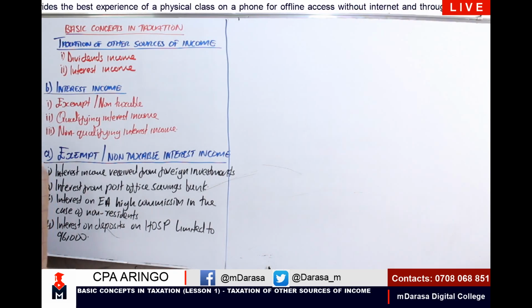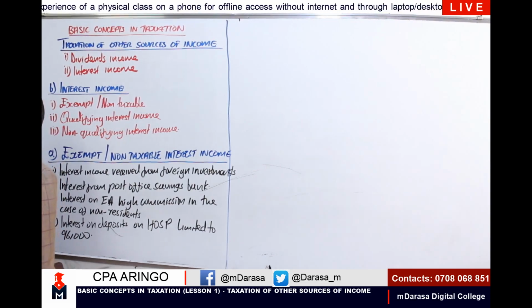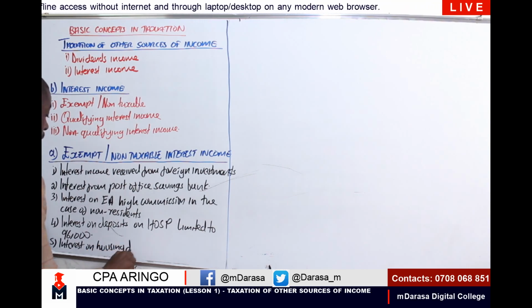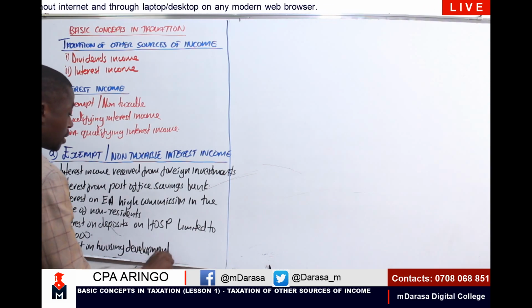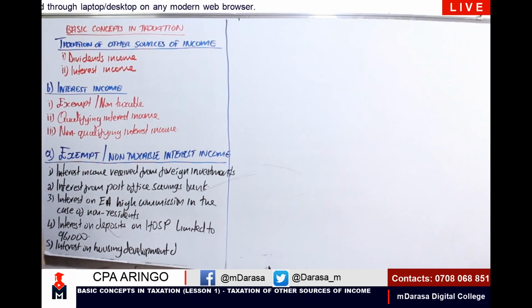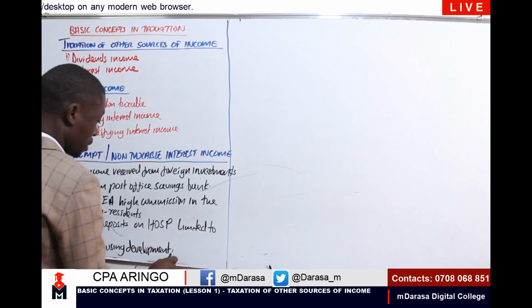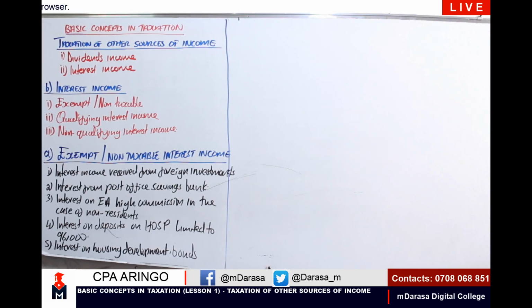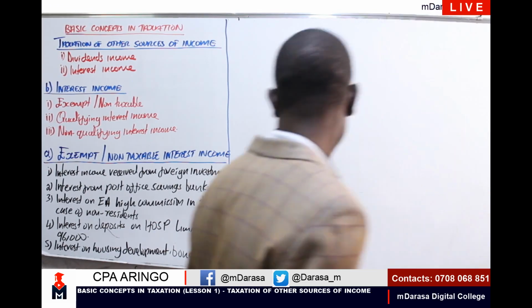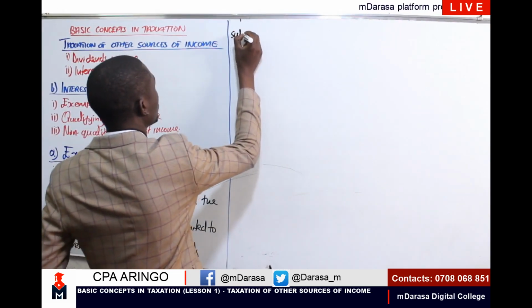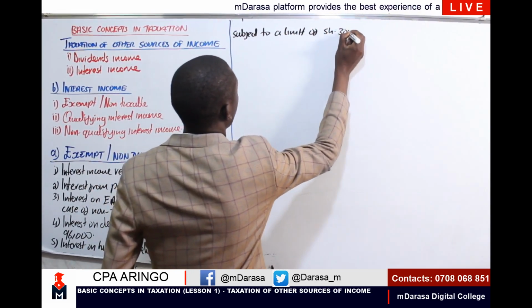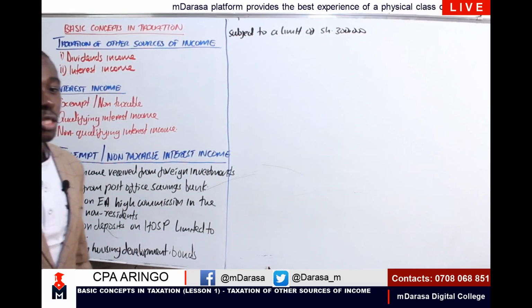Then talk of number five. Here we are talking, of course, of interest on housing development bonds, subject to a limit of 300,000.